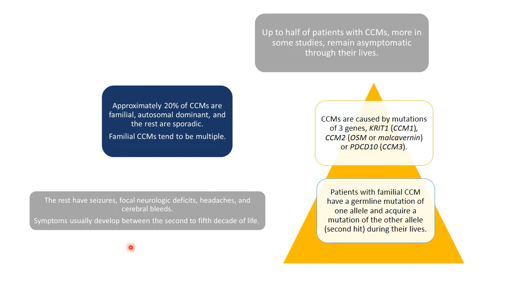Familial cerebral cavernous malformations tend to be multiple. The genes typically implicated in CCM are CCM1, 2, or 3. And patients with familial CCM, or cerebral cavernous malformation, have a germline mutation of one allele and acquire a mutation of the other allele, that is the second hit, during their lives.